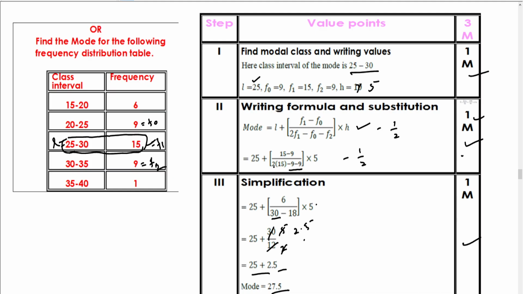I hope you understood the method, my dear students. Again and again rewind it and study it, how the marks are allotted. Then you will be perfect.